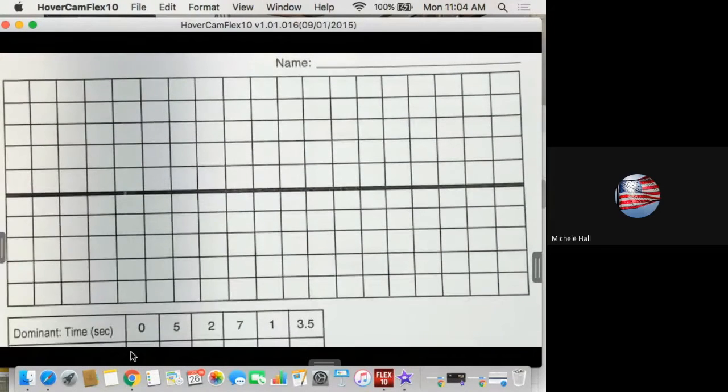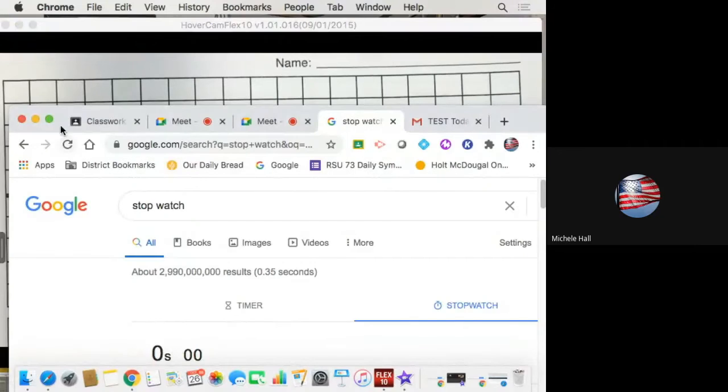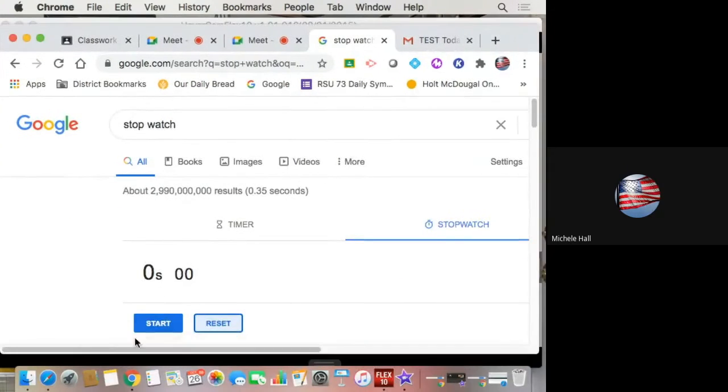Let me get my stopwatch out. All right. On your mark, get set, begin. Stop. That's it. Okay. That's test 2. Here we go with test 3. I told you there'd be differing times. Here we go with test 3. On your mark, get set, begin. Stop.